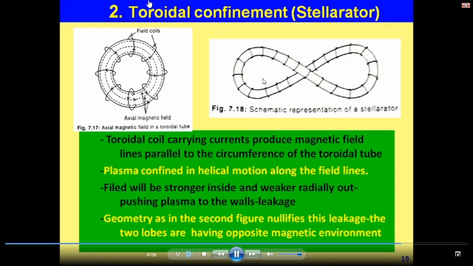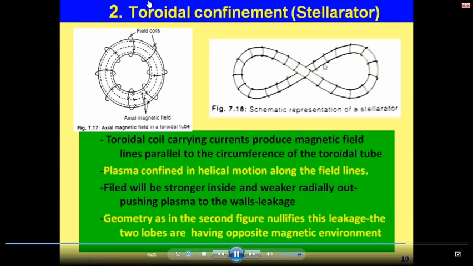So to compensate for that leakage, we have just modified the geometry. So this is a geometry again. On the right side we have shown another geometry. So here what is happening is, whatever is happening in the right lobe, the opposite things will be happening in the left lobe. So if one particle is going to the outer radius in the right lobe, that particle will have a tendency to go to the inner side of the left lobe.